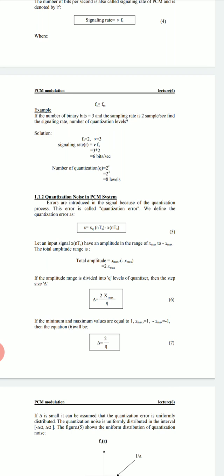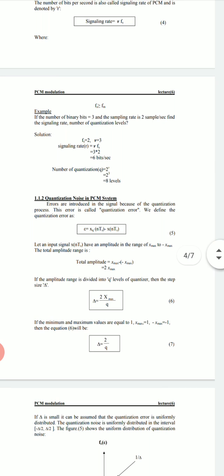Now we are supposed to find the signal to noise ratio and the quantization noise, because there will be numericals on these things also. The error introduced in the signal at the transmitter side because of quantization is what we call quantization noise. If x of nTs is the original sampled signal and xq of nTs is the quantized signal, you will get the quantization error epsilon equal to xq of nTs minus x of nTs.